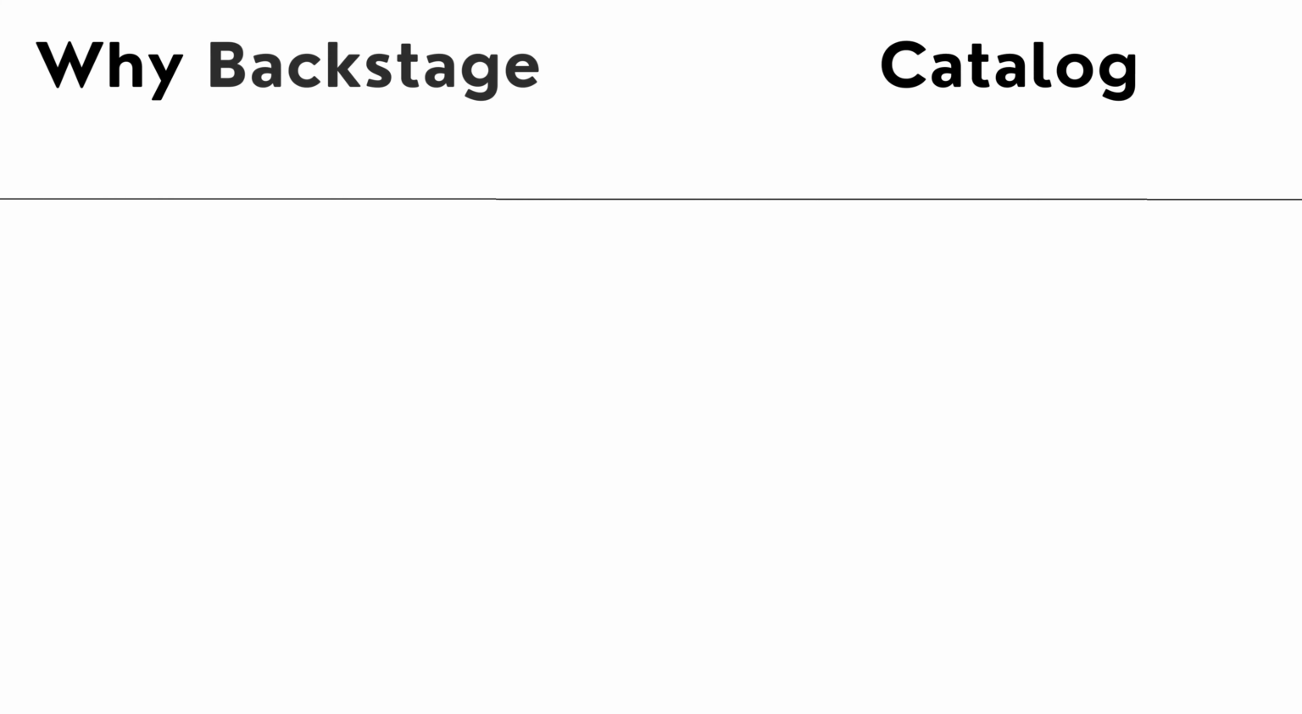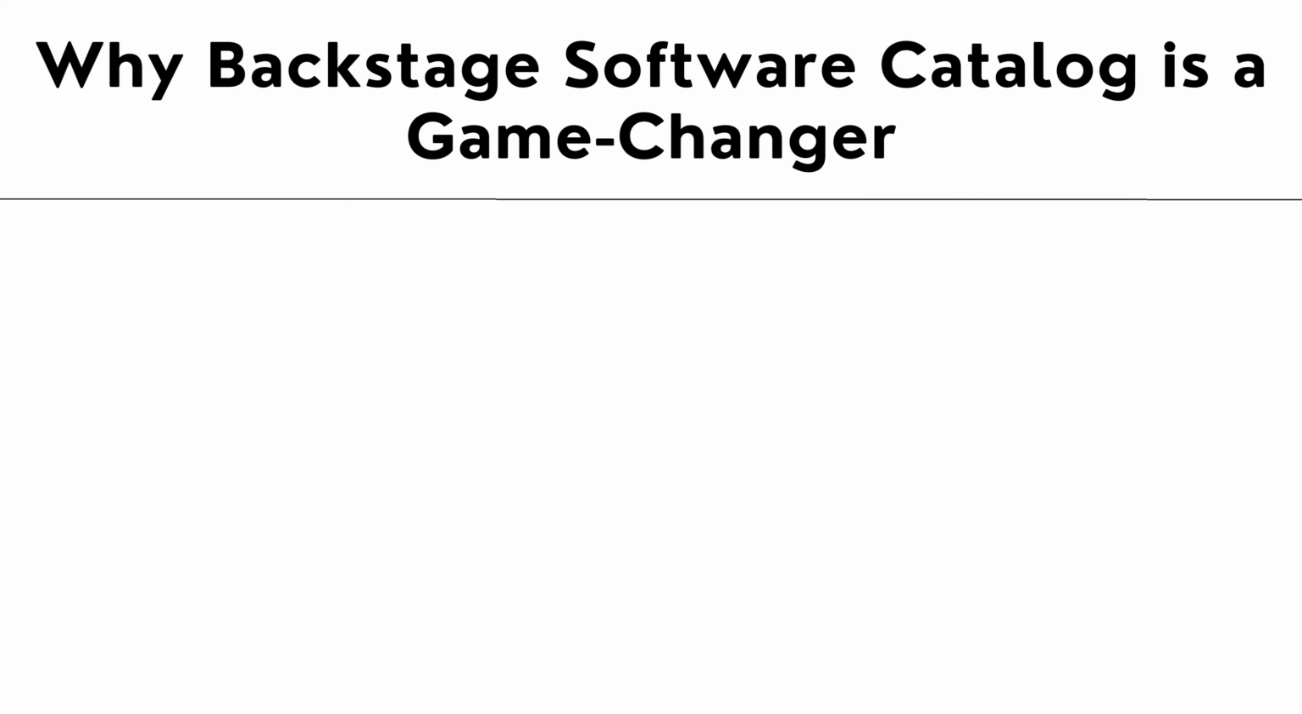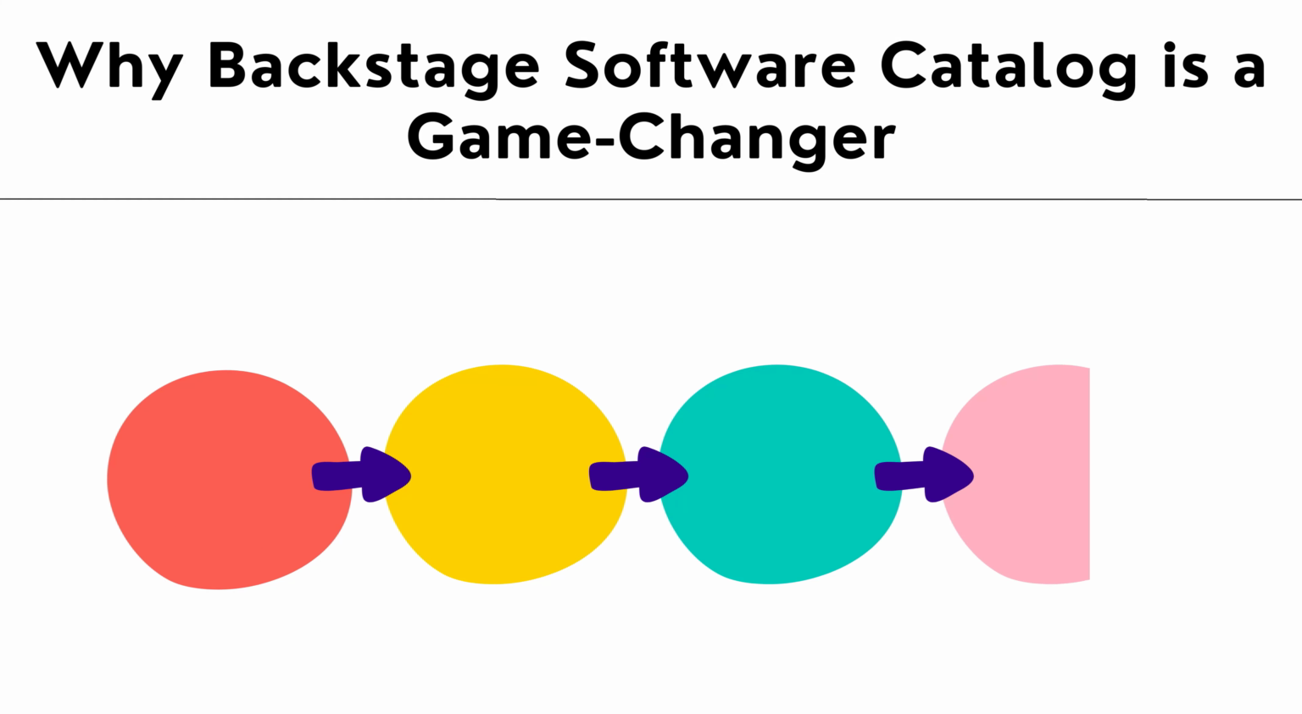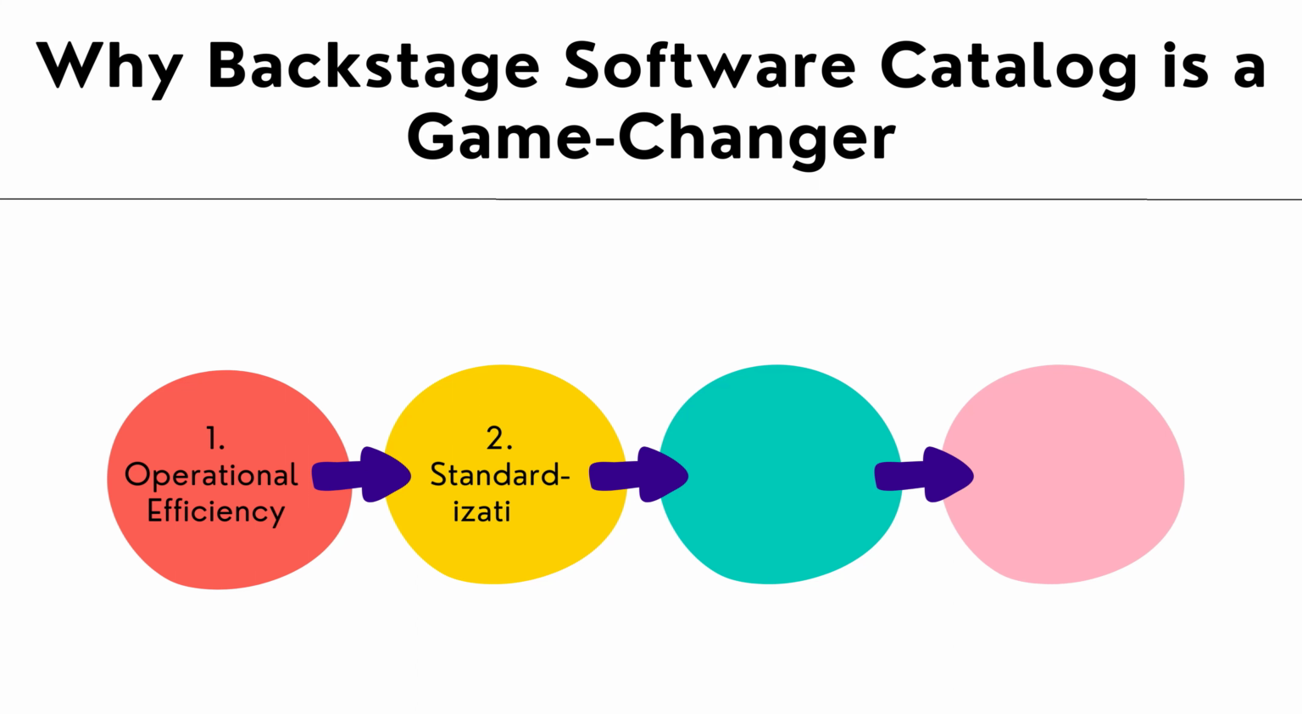Now, why is Backstage Software Catalog a game changer? Well, I got 4 reasons for you. The first one is operational efficiency. A centralized catalog makes it easier to manage a growing list of software components, and therefore reducing operational overhead. The second reason is standardization. That helps in maintaining a standard for how software components are defined and managed.